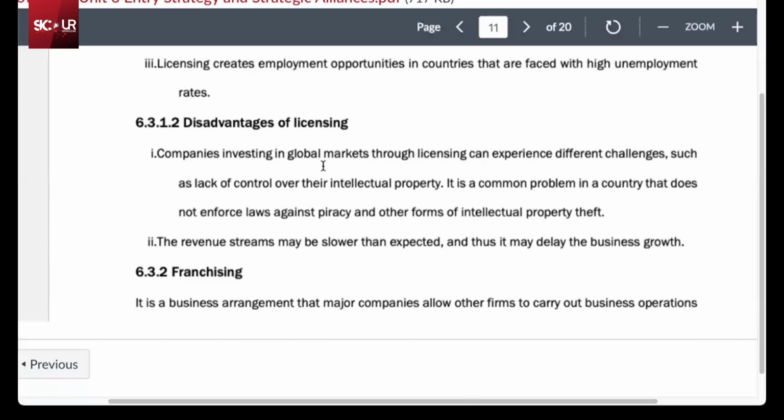So other advantages, for example, they can avoid the risk of committing resources to a country market that is not familiar. And then in terms of uncertainty in the economy, or in terms of political instability, so it can reduce risk on that.